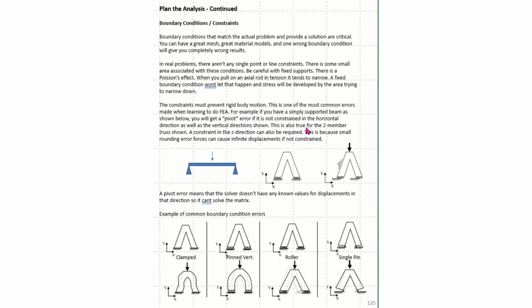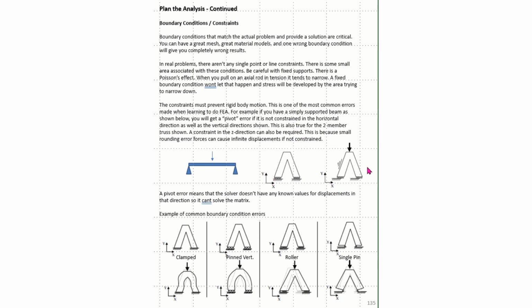This is also true for the two-member truss shown. A constraint in the z direction can also be required. So here I need to have a constraint in the z direction to prevent this from moving off in the z direction. And this is because small rounding errors in the forces can cause infinite displacements if not constrained.